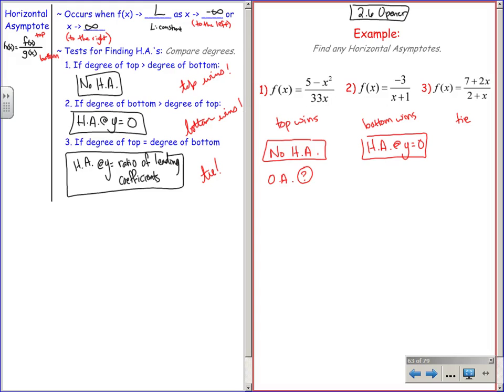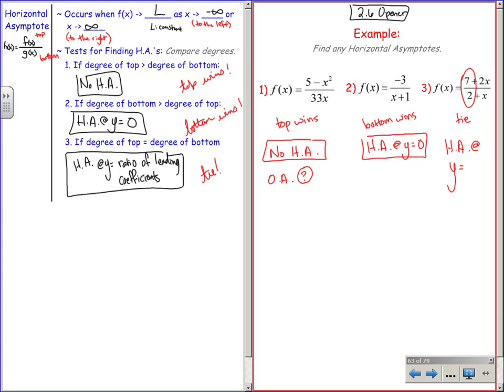How about number 3? There's a tie. The top doesn't win, so the polynomial doesn't win. You're not going to infinities. The bottom doesn't win, so you're not going to 0. But you're still being held in check. You're not going to 0 either way. Is there going to be a horizontal asymptote? And the answer is yes. So what's the deal with the ratio of the leading coefficients? Oh, they're in front, 7/2.